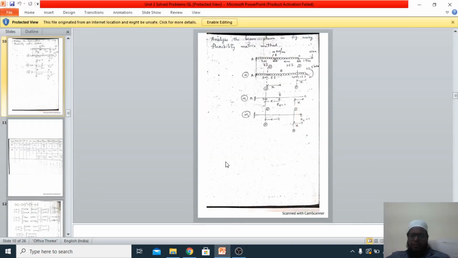Good morning, everyone. Welcome to another session of structural analysis. So, in the previous class, we took a problem related to static indeterminacy, that is 2. Okay, so this is how we have calculated.